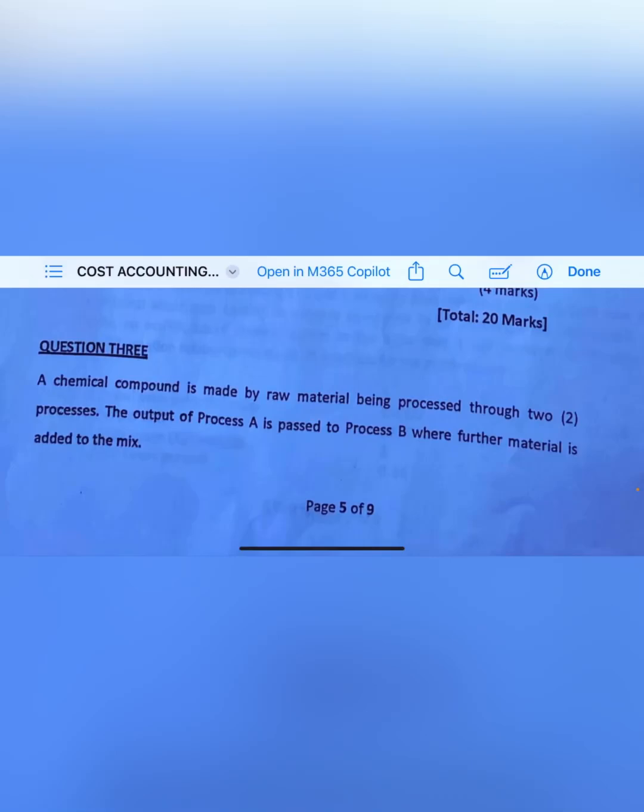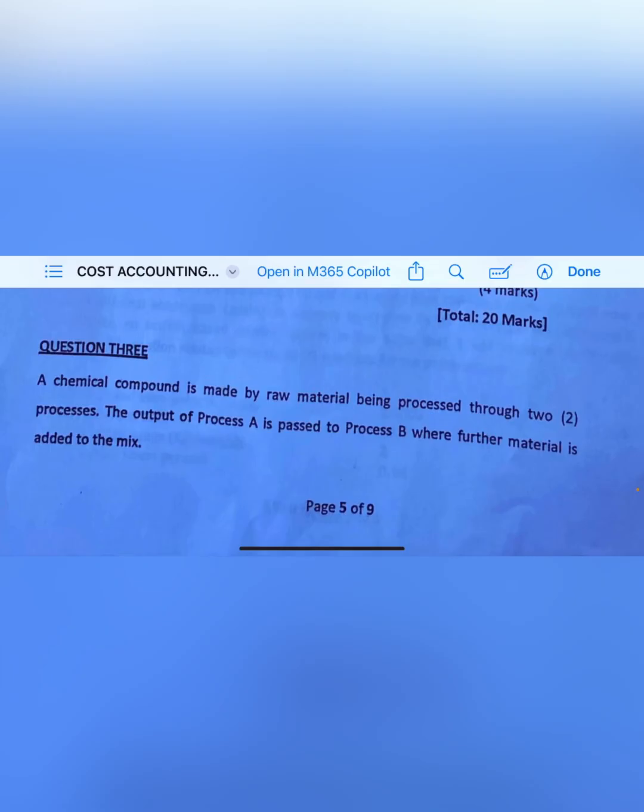Welcome back. So today we want to look at a question on process account without WIP, when work in progress is not involved. So process account without WIP. So we'll do question 3. So let me read the question.